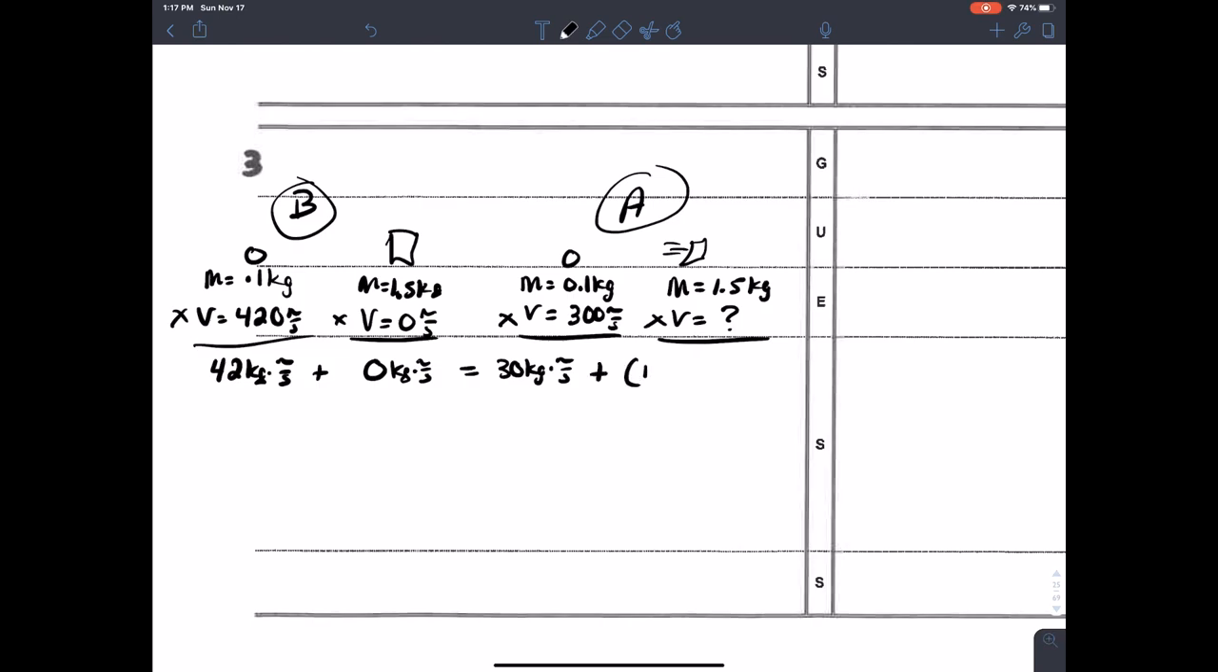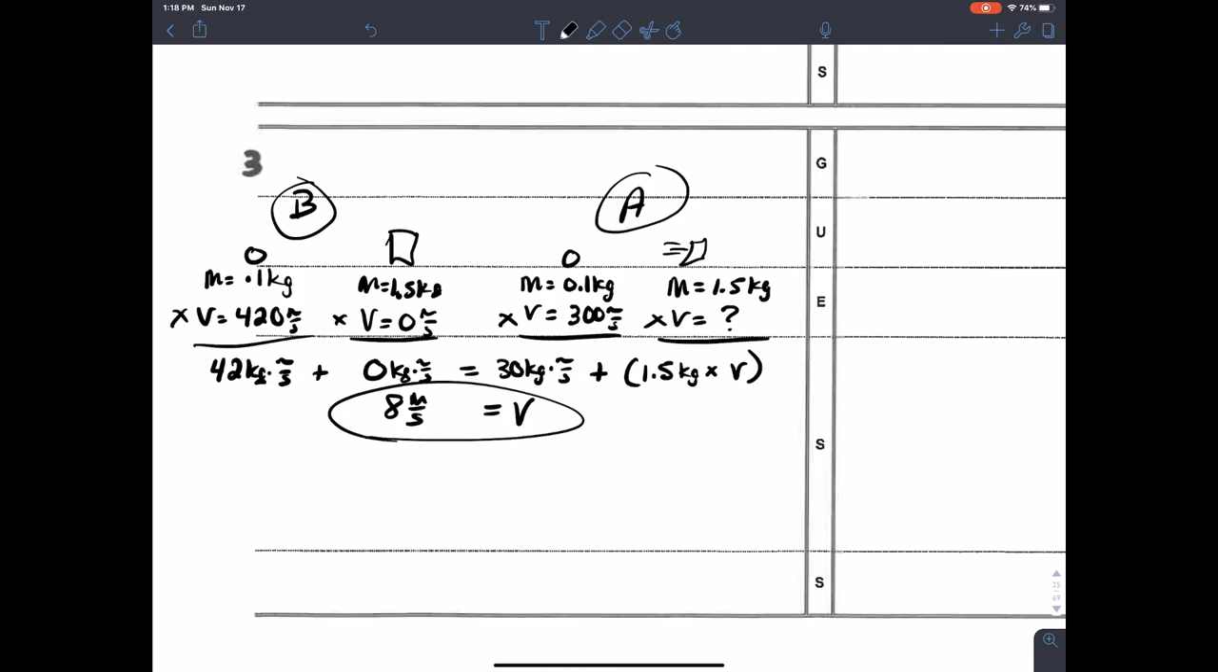And then we have no idea how fast the target's moving because, well, that's what we're trying to figure out. So we have to take your 42 minus your 30. So you got 12 divided by 1.5. So your velocity for the target after it is struck is going to be 8 meters per second to the right. Okay, so we're going to go on to question number 4.